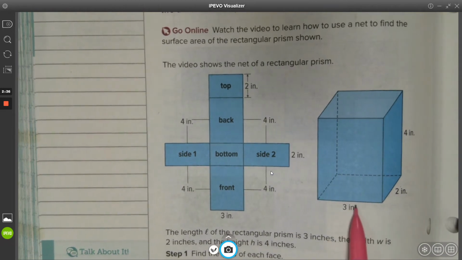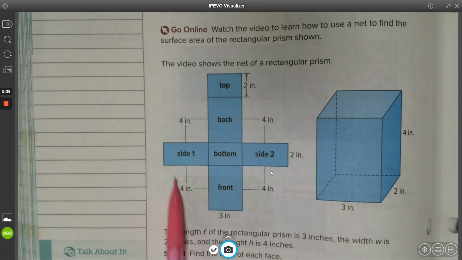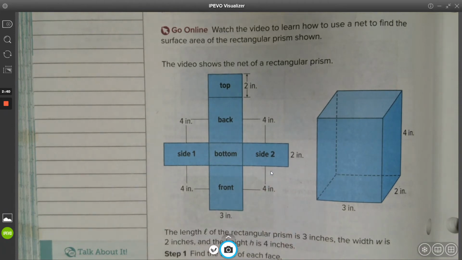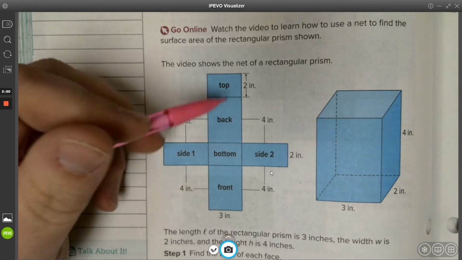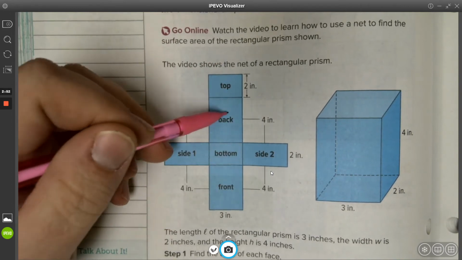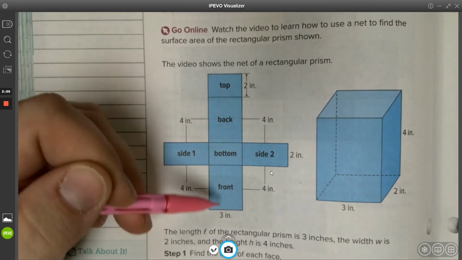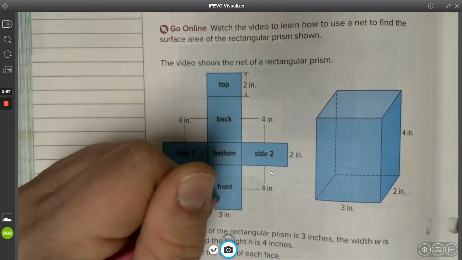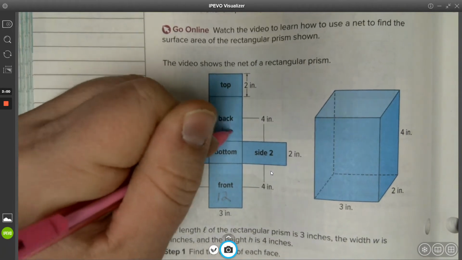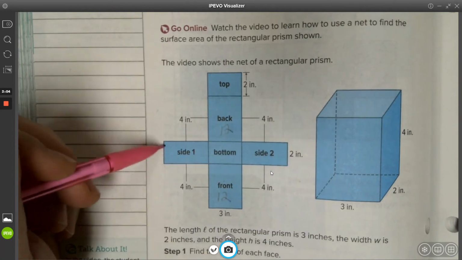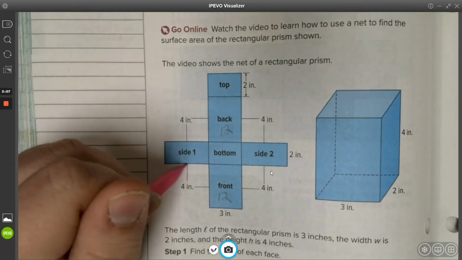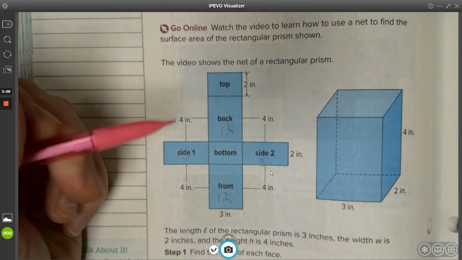So here we have a rectangular prism, and we're going to open it up to create a net. And what we're going to do is find the area of each of the sides, each of the faces. So the first thing that we would do here is find maybe the front and the back. These two should have the same area. We would do 3 times 4, which is 12, and this would also be 12. Now let's do this side. We have 2 inches by 4 inches. 2 times 4 is 8. Well, this one would also be 8.